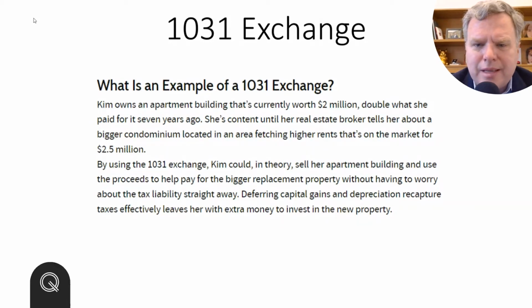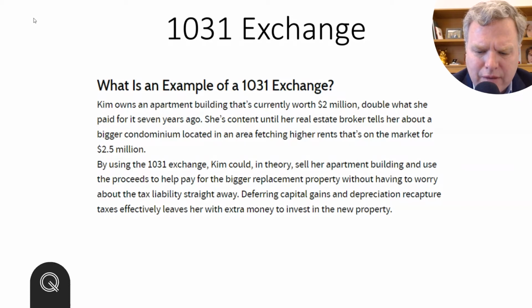So Kim owns an apartment building that's currently worth $2 million, right? Double what she paid for it 7 years ago. She's content until her real estate broker, that's me, tells her about a bigger condo she can buy that's getting higher rents, that's on the market for 2.5. So using the 1031 exchange, Kim could, in theory, sell her apartment building, use the proceeds to help pay for the bigger replacement property without having to worry about the tax liability right away. So basically, it leaves you with extra money to keep investing in the real estate market.